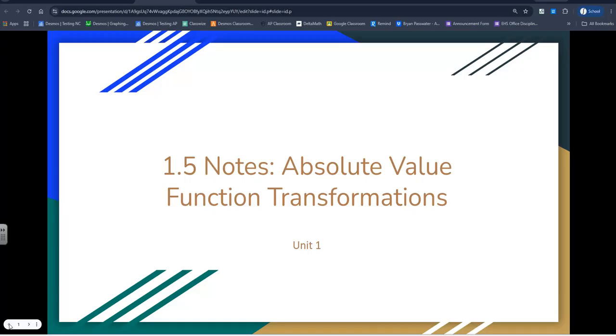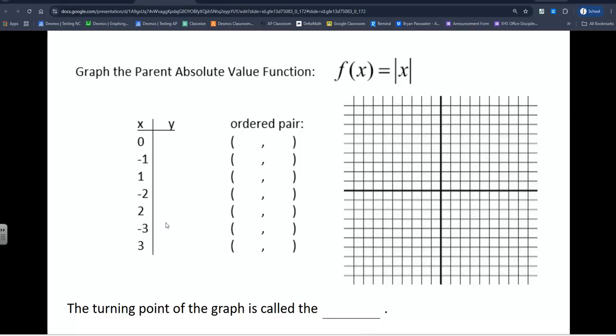Absolute value function transformations. Whenever we were graphing those absolute values so we could solve today, what did they look like? What did those graphs look like? Show me with your hands. Like this, right? The V graph, okay? So, the V graph can be moved up, down, left, right, flipped over, stretched out, all kinds of things. And we need to learn about those transformations. So, first of all, let's just think about why it looks like it looks.